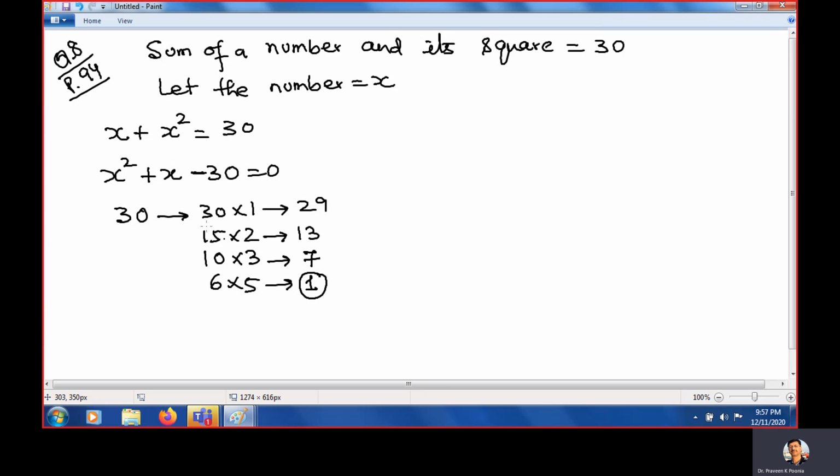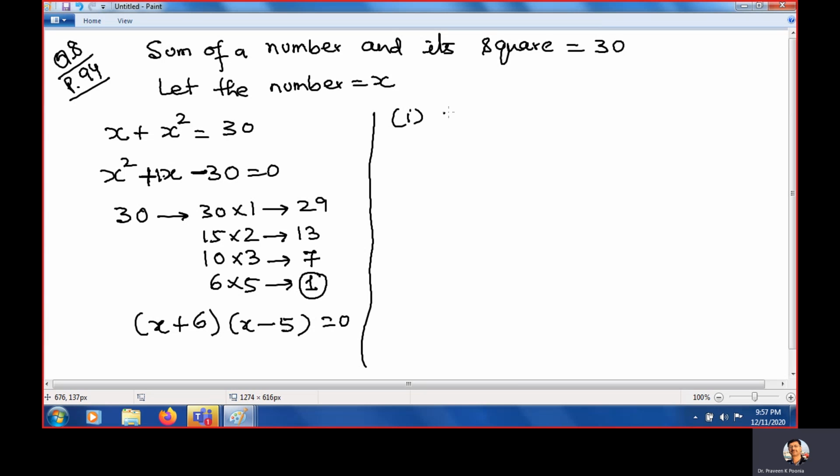But here what is matching? 1 is matching because it is 1 into x. So what are the factors? Now factors are x plus and x minus. Because this is minus, plus minus will be the answer. Plus means big factor will be plus and small factor will be minus 5. Clear? So equals to 0. Okay. So what is the first value of x? x plus 6 is equal to 0.